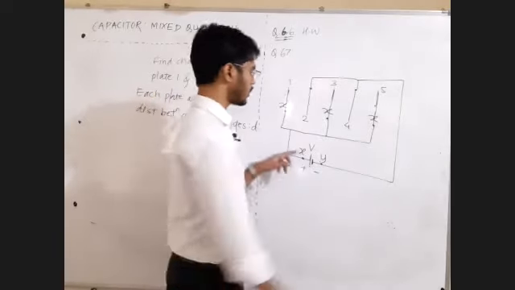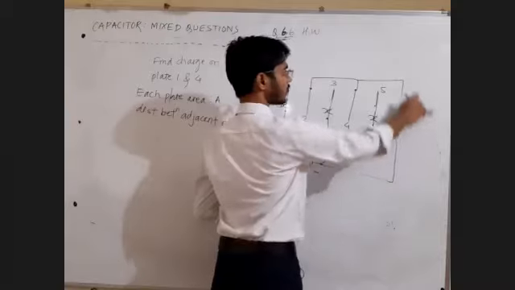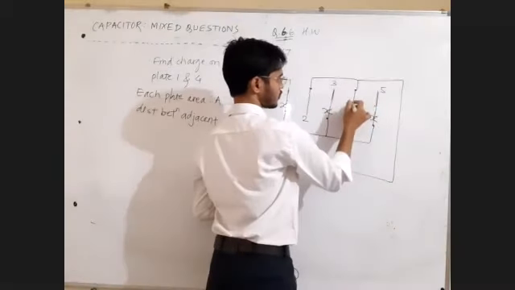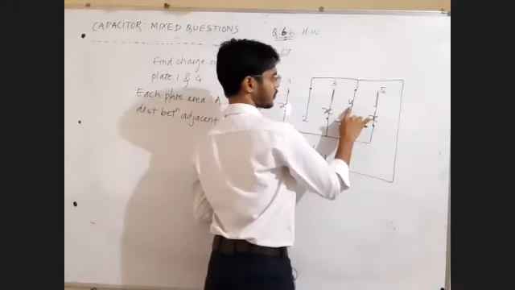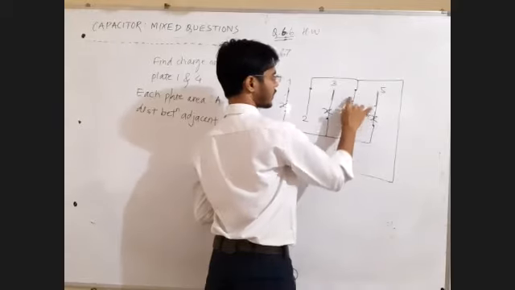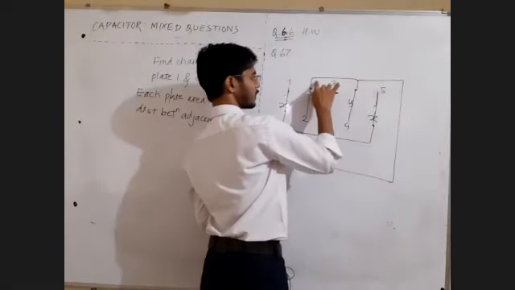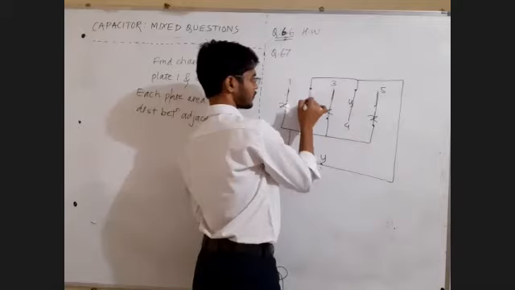Now this is point Y connected to plate number 4. So the potential of plate 4 is the potential of point Y. The same point Y is connected by wire to the second plate.